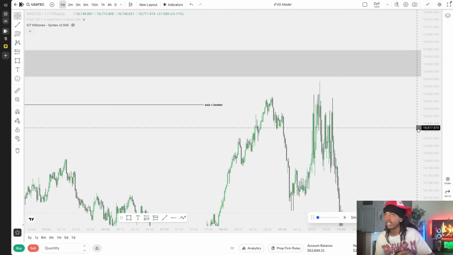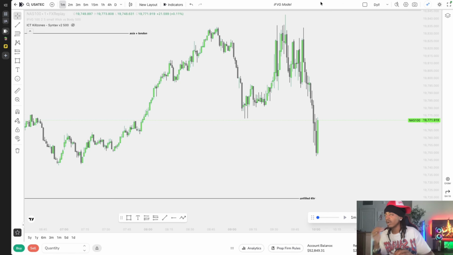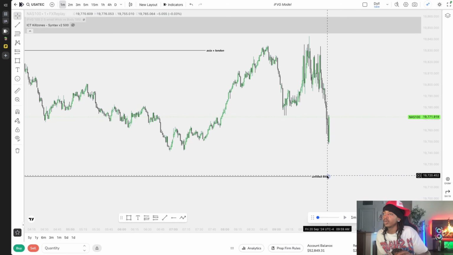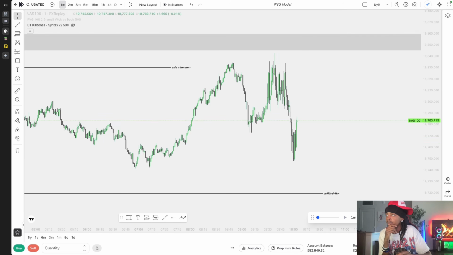Okay, it looks like we don't need it, honestly. It was a good fade just because we're honestly choppy right there, and we didn't really have the best displacement to the unfilled 4 hour. So we'll see how this plays. We might just go take this here.